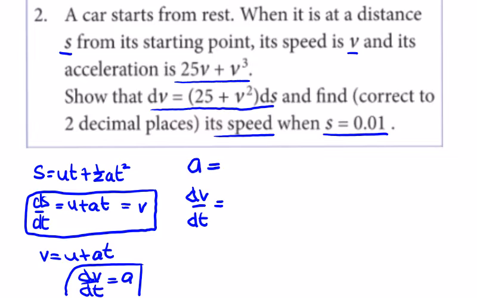dv/dt is equal to, in terms of ds/dt, dv/ds times ds/dt, and we know that ds/dt is v. How do I get rid of the things that I don't want? Well, I want dv/dt, so I have to get rid of ds and keep dv. So that's why acceleration is equal to v times dv/ds, which is what we're going to use in this question.